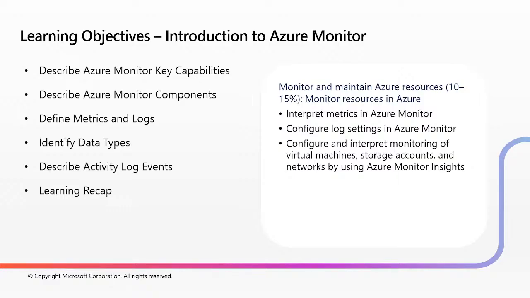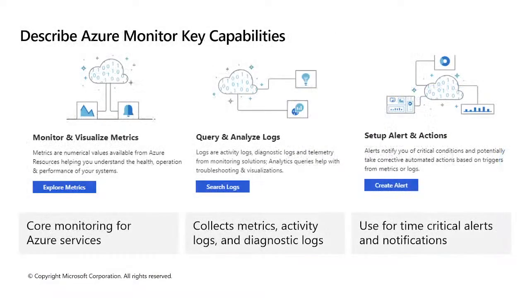It's not just, okay, how many mangoes do we have in there? 13. That's a metric, but that's not the log. The log is going to start looking at some of the other things: how many are spoiled, how many came yellow, how many are green, and the like. Then how do we identify the data types? Then we'll describe activity log events. So let's quickly look at the key capabilities of this Azure Monitor, like I said.